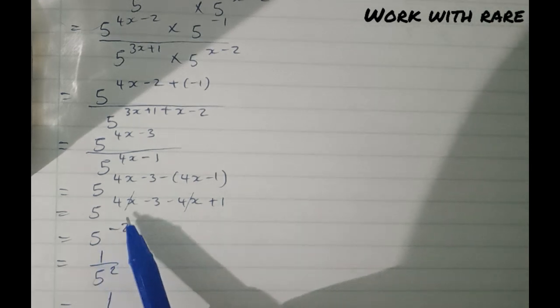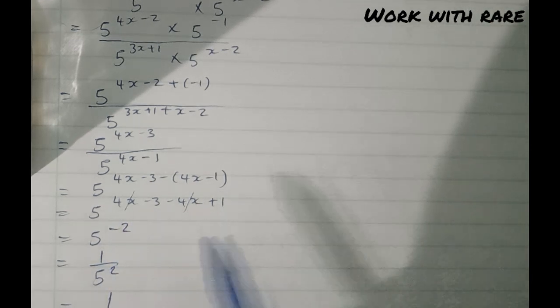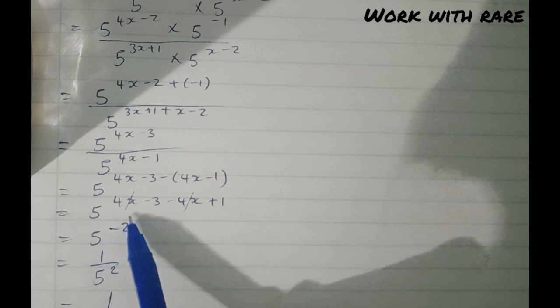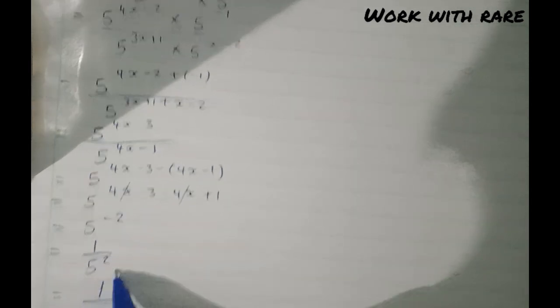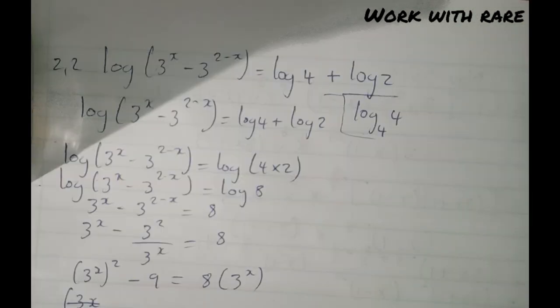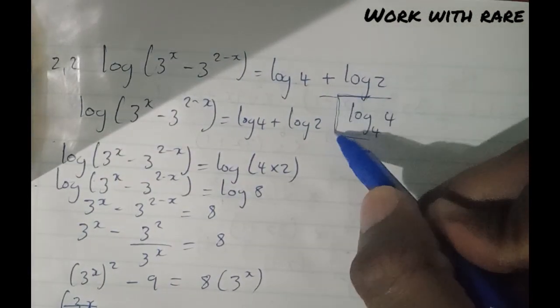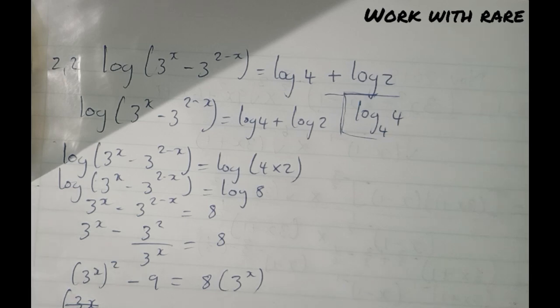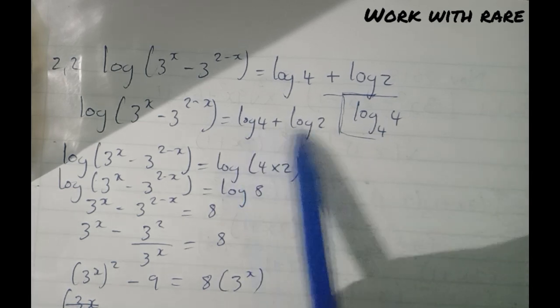So after that, the x's will cancel each other. 5 to the exponent negative 2, in a fraction we write it in this form, then our answer is 1 over 25. Okay, right, so this is 2.2. So this line I separated them, so you can see it like this.